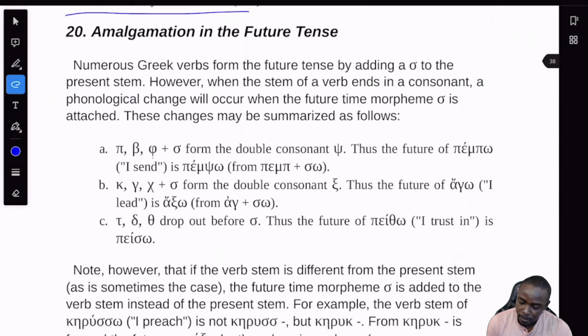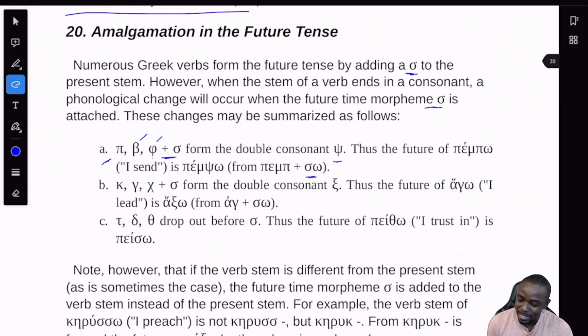Numerous Greek verbs form the future tense by adding a sigma to the present stem. However, when the stem of a verb ends in a consonant, a phonological change will occur when the future time morpheme sigma is attached. These changes may be summarized as follows. So you have pi, beta, and phi plus sigma form the double consonant psi. Thus, the future of pempo is pempso, from pemp plus so.